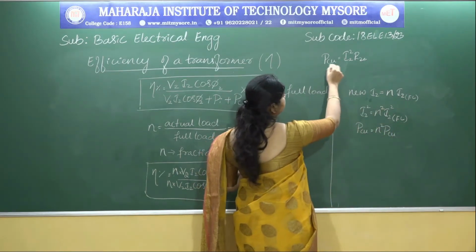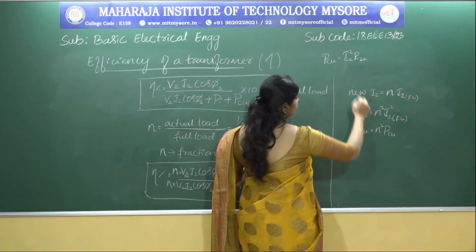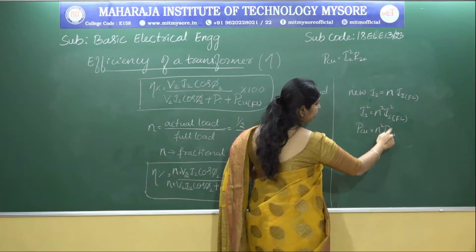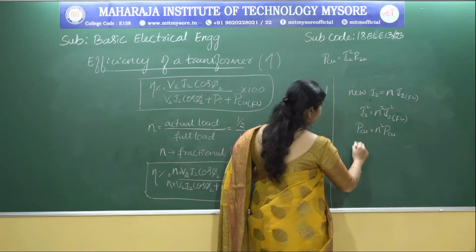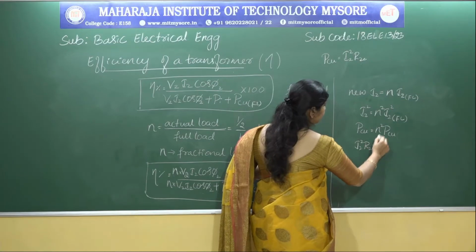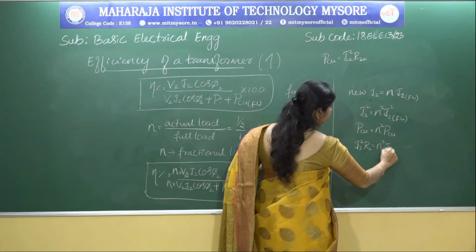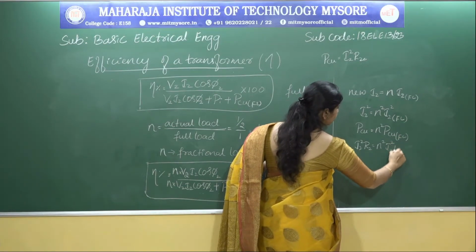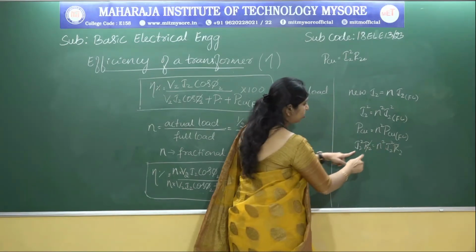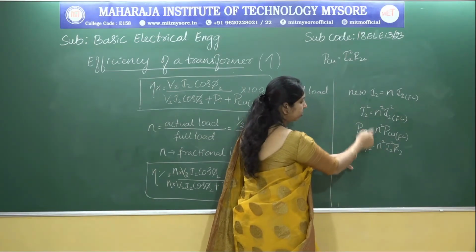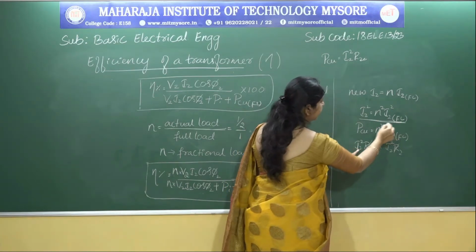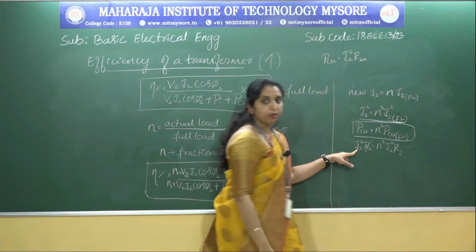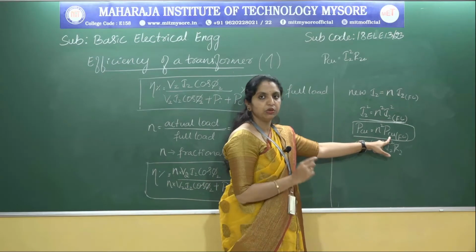So what is PCU here? PCU is nothing but I2 square into R2. So PCU is equal to n square into PCU full load. What is PCU full load? It is I2 square full load into R2. When R2 gets cancelled, don't we get the same equation here? That is why I am equating this equation: PCU is equal to n square into PCU full load. Remember, PCU is equal to n square into PCU full load.